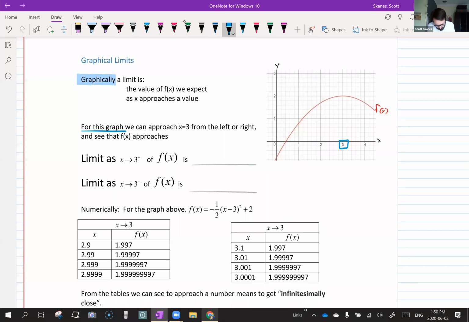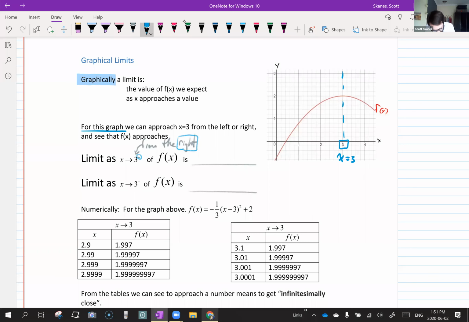Okay, so let's just look at this. We want to approach this line. In this particular example, what happens to the function, what y values is it going towards as we go towards x equals 3? So it says from the left or right. The limit as x approaches 3 from the right. You'll notice that little plus. That means we're coming at it from the right.